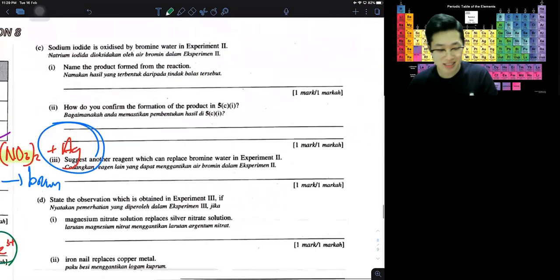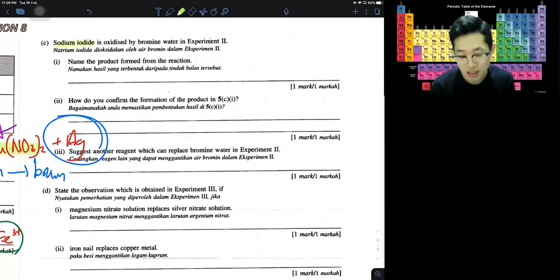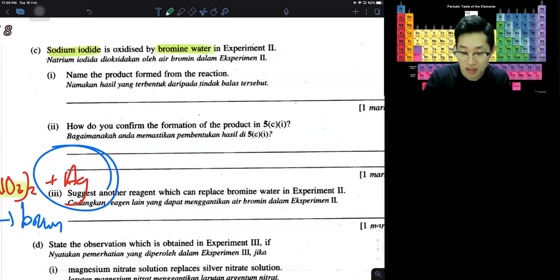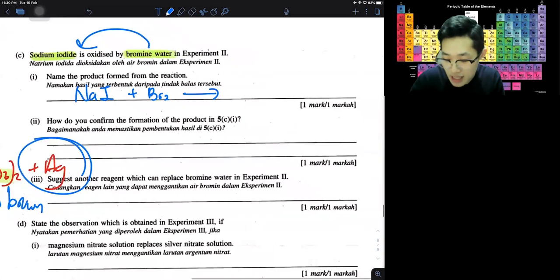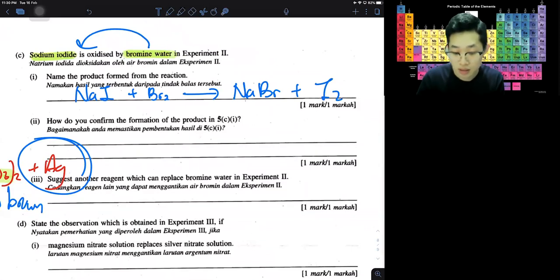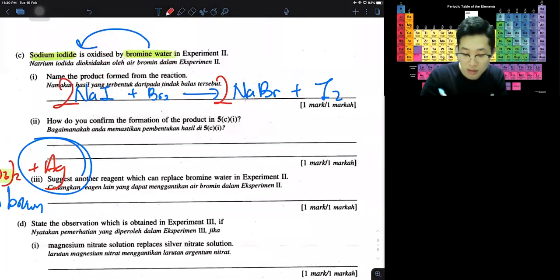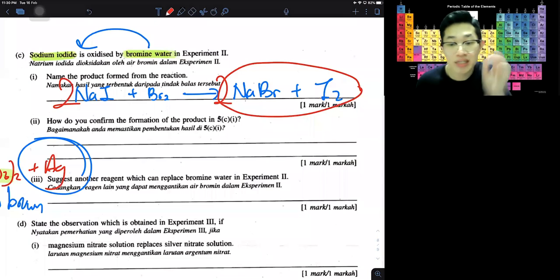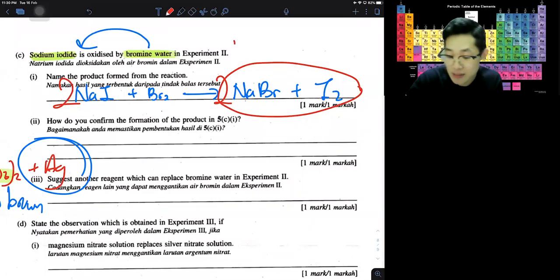Last part. Sodium iodide is oxidized by bromine water. Name the product formed from the reaction. NaI, displacement of halogen: plus bromine, we will get NaBr plus I2. It displaces it, so it becomes NaBr and I2. So the product formed will be sodium bromide and iodine.